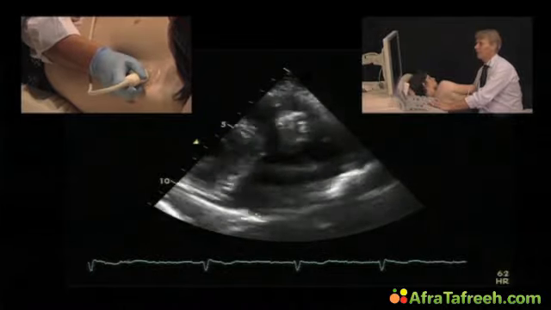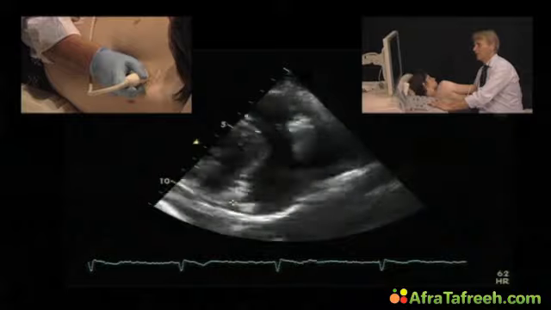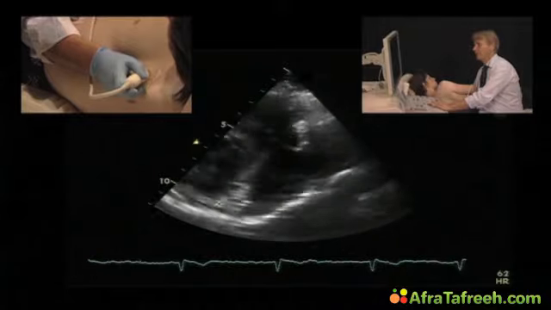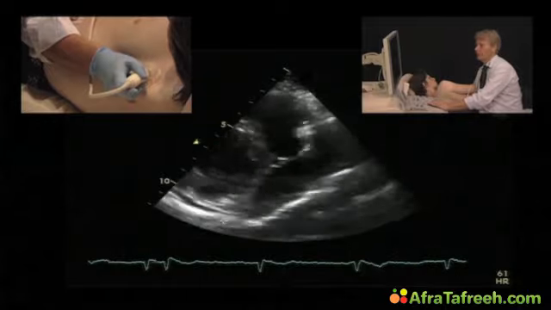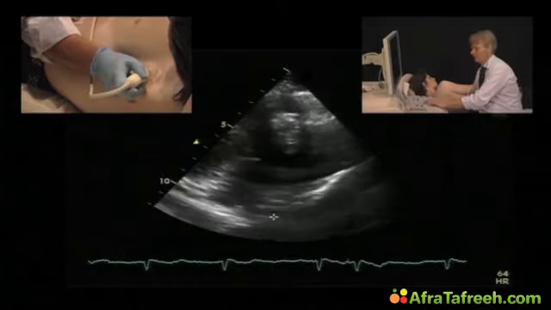Oh yeah, something I forgot to say. There's also the possibility to visualize the coronary sinus and also the inferior vena cava. Those are the structures that you see down here.